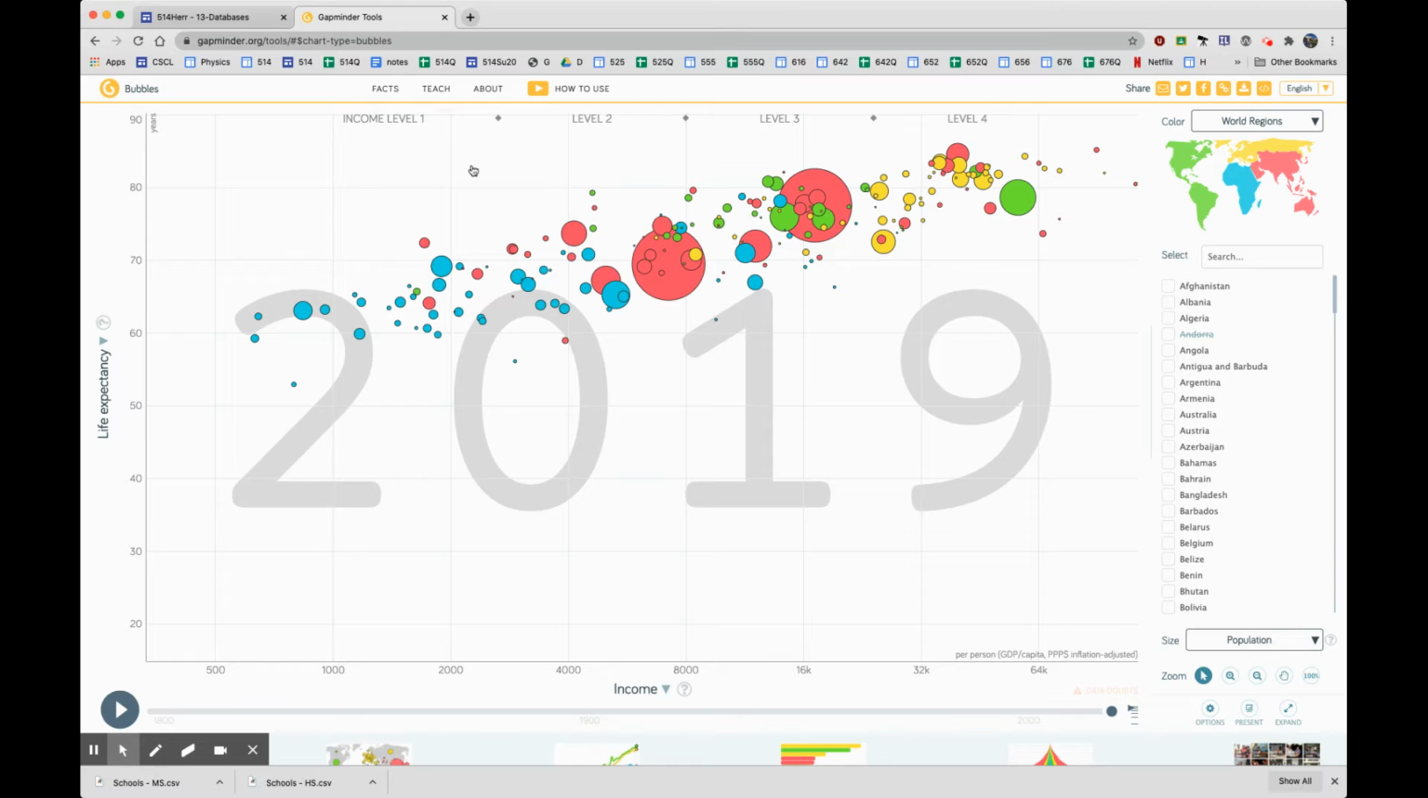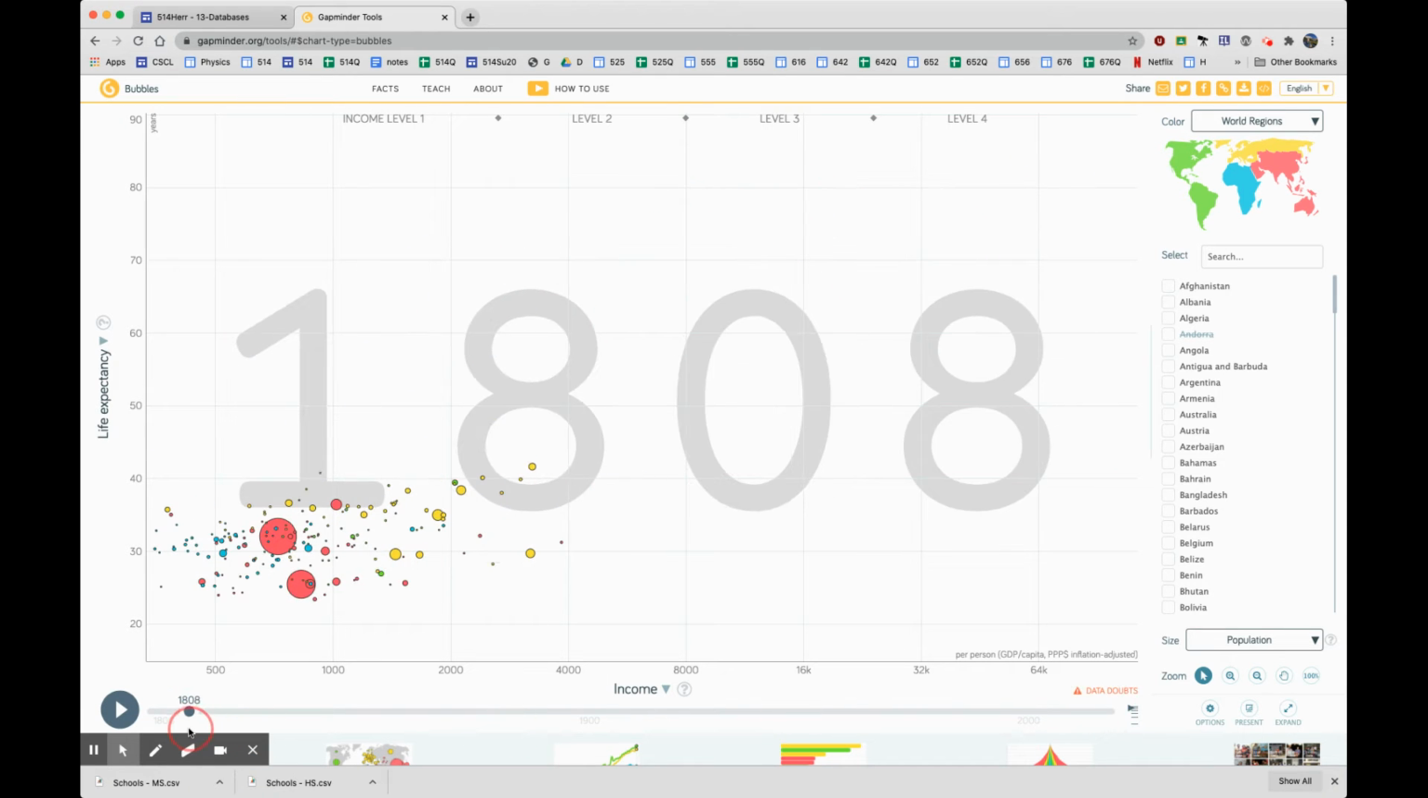However, you're not really doing calculations. The calculations are already built into the spreadsheet, and you're just using it to graph. So let's say we wanted to ask some kind of question. So here we have a graph of life expectancy versus income. So if I run this here, I take it back to the beginning.